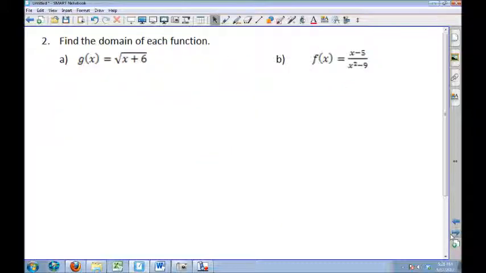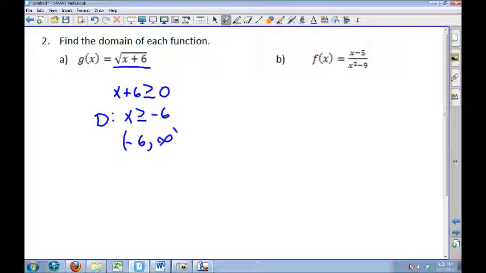Moving on. Find the domain of each function. Whenever we're finding the domain, we're going to assume that it's all real numbers and then look for specific restrictions. In this case, since I have a real valued function, I cannot take a square root of a negative number and get a real numbered answer. So my restriction will be that what I'm taking the square root of, which in this case is x plus 6, has to be greater than or equal to 0. When I solve this out, I get x is greater than or equal to -6. This would be my domain, my values of x which are possible in this expression. You could also write this in interval notation, which would be from -6 to infinity.